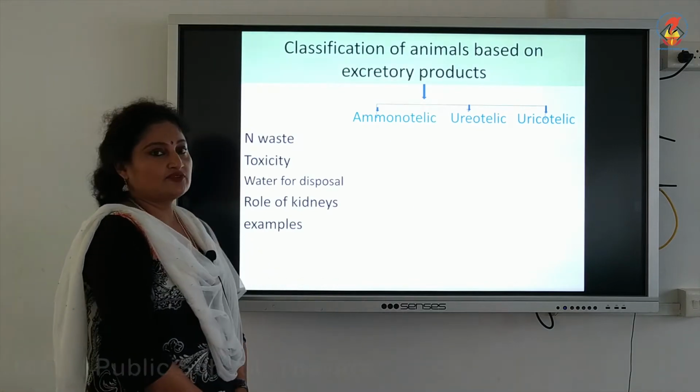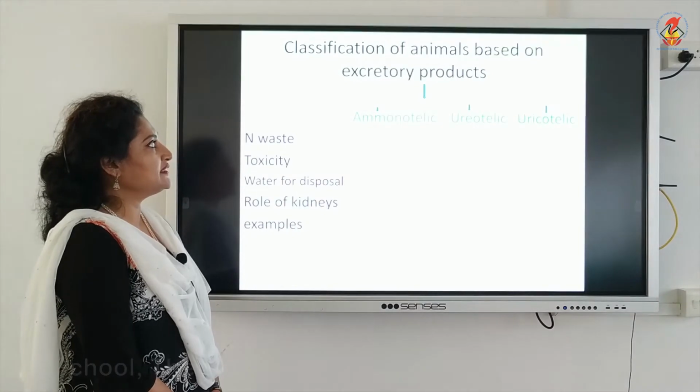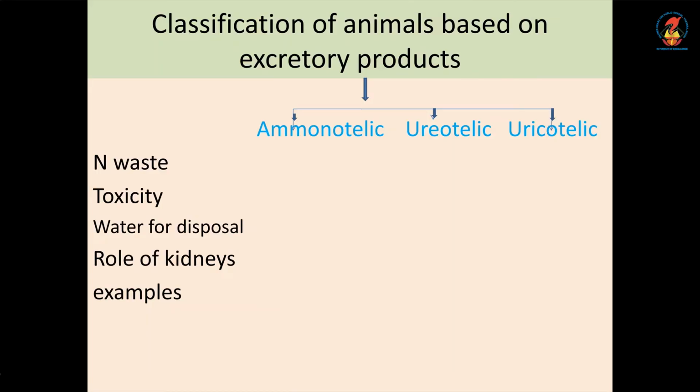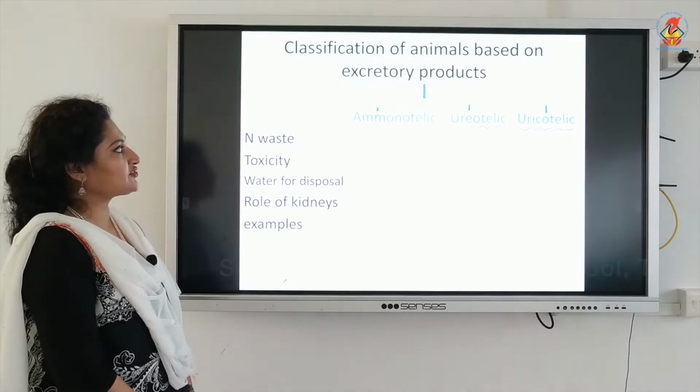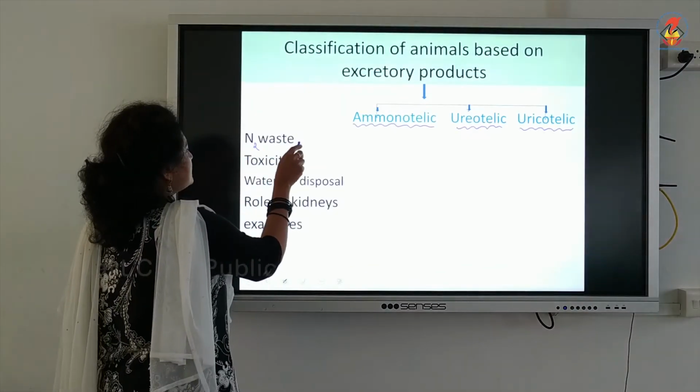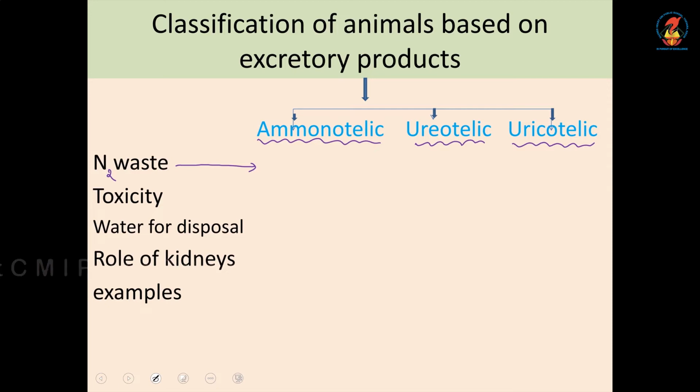So now in this slide we are going to classify the different animals into three categories based on their excretory products. They are classified as ammonotelic, ureotelic and uricotelic. So once again, animals are classified based on the major nitrogenous excretory product into ammonotelic, ureotelic and uricotelic. So the major nitrogenous waste excreted in ammonotelic animals is ammonia. In ureotelic it is urea, and in uricotelic it is uric acid.